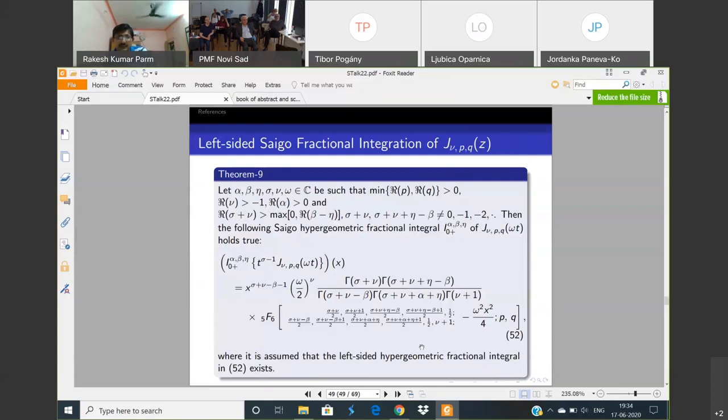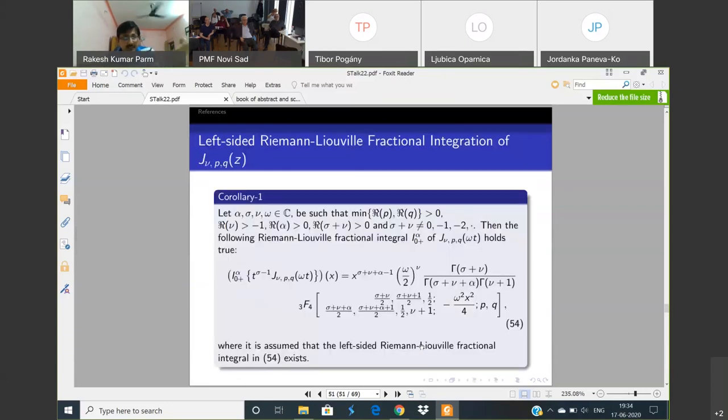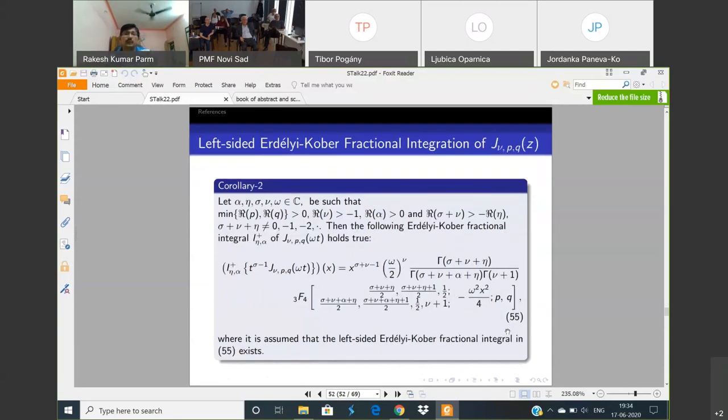Again, if we put beta equal to minus alpha, theorem number 9 reduces to the Riemann-Liouville fractional integration, presented here by 54. And if we put beta equal to 0, these results reduce to the Erdélyi-Kober fractional integral, presented here by 55.